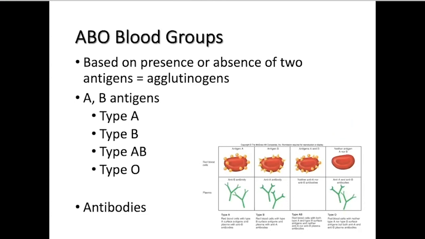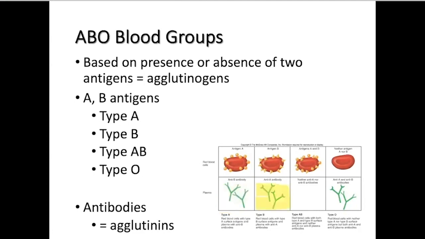Let's look at the antibodies. You will have antibodies in your plasma for the antigens you do not have. In other words, for foreign antigens. These antibodies appear in your plasma shortly after birth. They are called agglutinins. If you are type A, you will have anti-B antibodies.